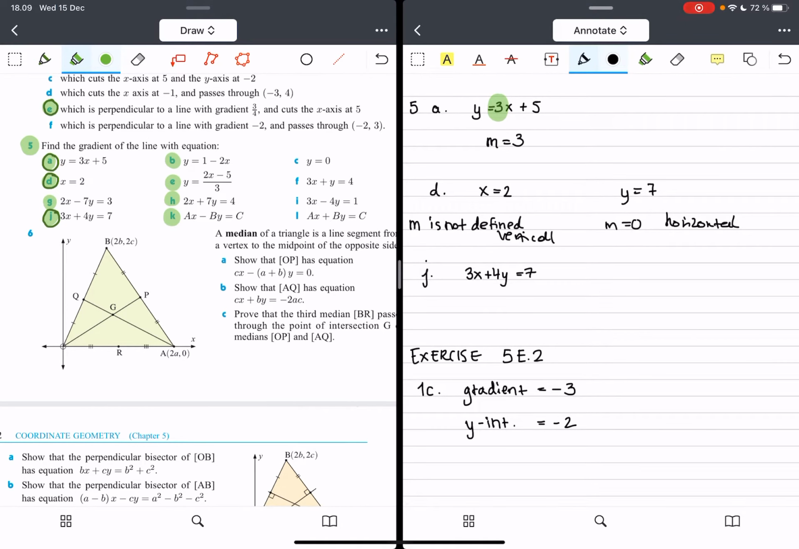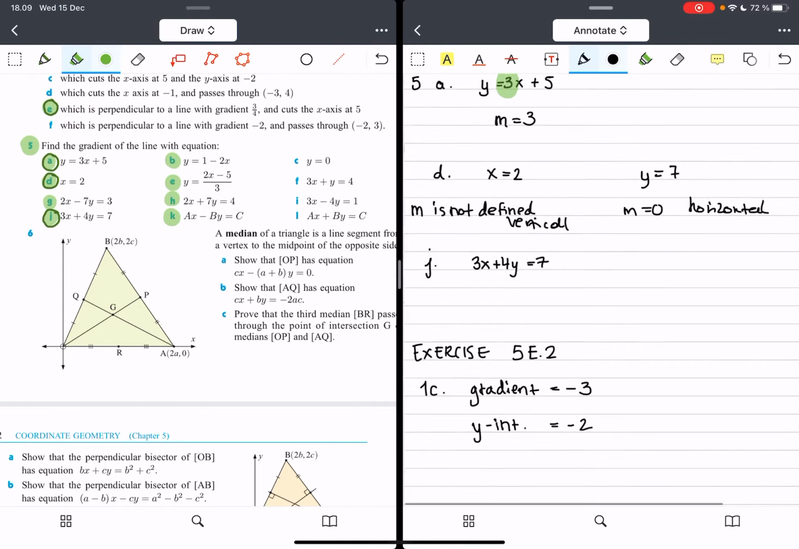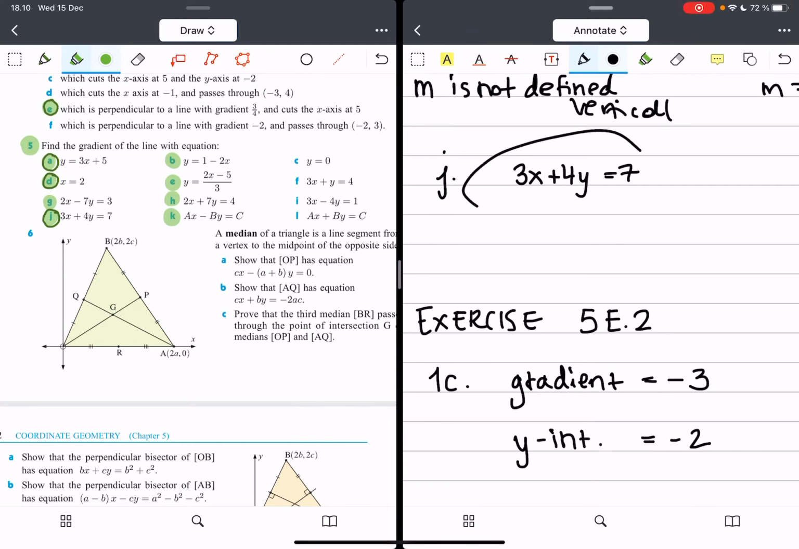In J, you're given what form? We call this the general form because the x's and y's are all on the left-hand side. So in this case, you need to convert it into the gradient intercept form, the equation of the line, and then you can see the slope from that. How? In the gradient intercept form, y must stand by itself on the left-hand side. So first you move that 3x to the right, so it becomes 4y equals -3x plus 7.